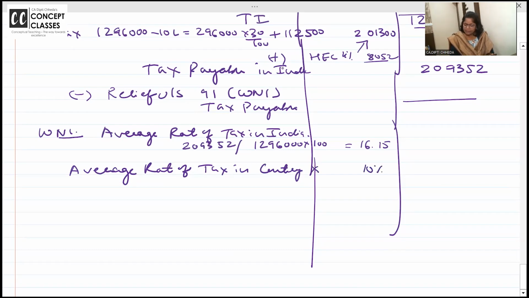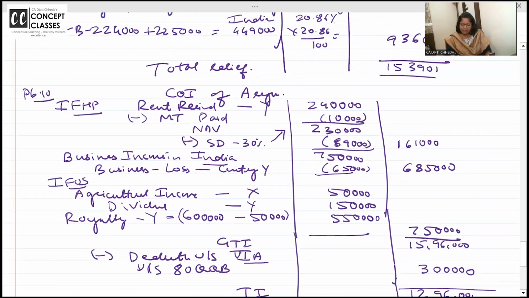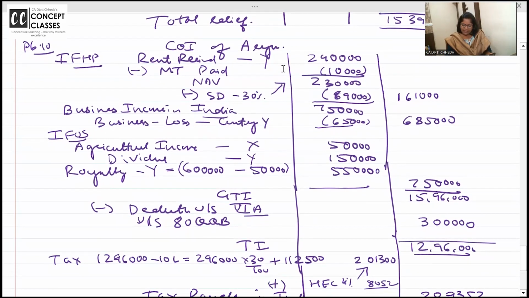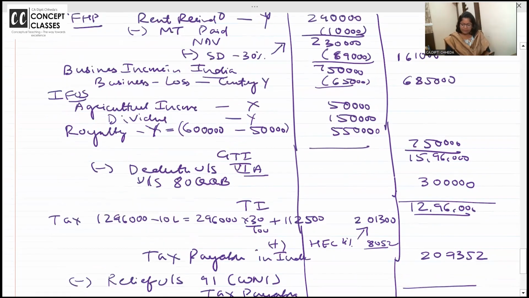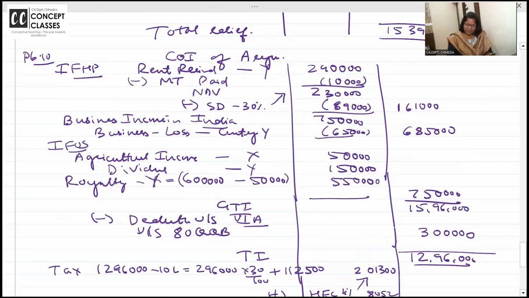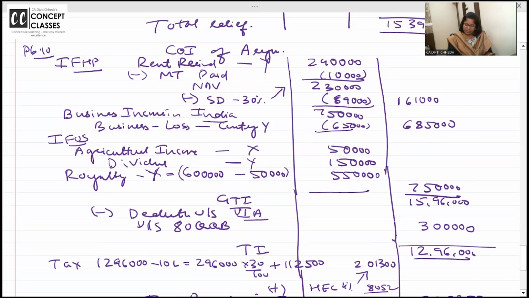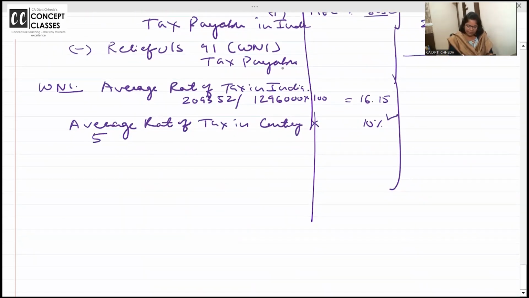कंट्री एक्स का टैक्स दिया है 10%, तो रिलीफ कितना होगा 10%. बट नाउ फ्रॉम हियर चेक व्हाट इज द इनकम इन कंट्री एक्स. कंट्री एक्स से क्या इनकम है? एग्रीकल्चरल इनकम है. और रॉयल्टी इनकम कहां से है? रॉयल्टी इनकम भी कंट्री एक्स से ही है. So what is the income? How much is agricultural income from country X? 50,000. Royalty 550. 6 lakhs.